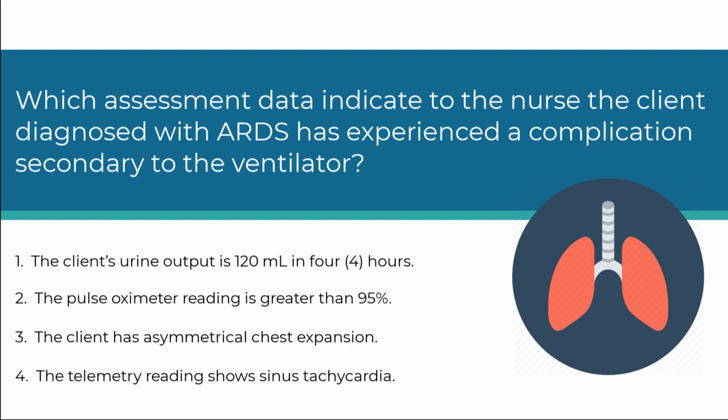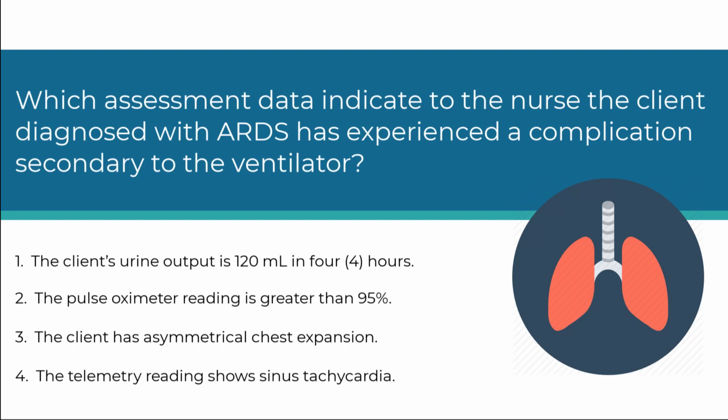Number 3, the client has asymmetrical chest expansion. Number 4, the telemetry reading shows sinus tachycardia. This is also an analysis question in the assessment phase. However, in this question, you'll be focusing on signs and symptoms of possible complications. The word complications points to an answer describing abnormal, unexpected, or life-threatening data. Read through the answers again, looking for this type of data.